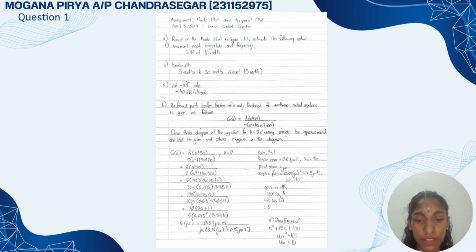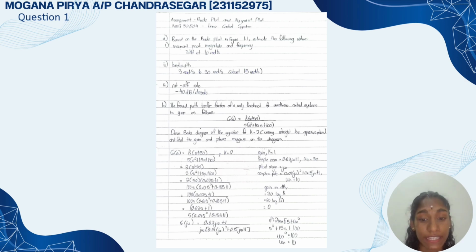So the answer is that I am given G(s) equal to K(s plus 50) over s square plus 15s plus 100, with K equal to 2. I substitute K equal to 2 and then open the bracket: 2 times 50 times (0.02s plus 1) over 100s times (0.01s square plus 0.15s plus 1). Then I cancel the equation, and the final answer I get is (0.02s plus 1) over 5 times (0.01s square plus 0.15s plus 1).